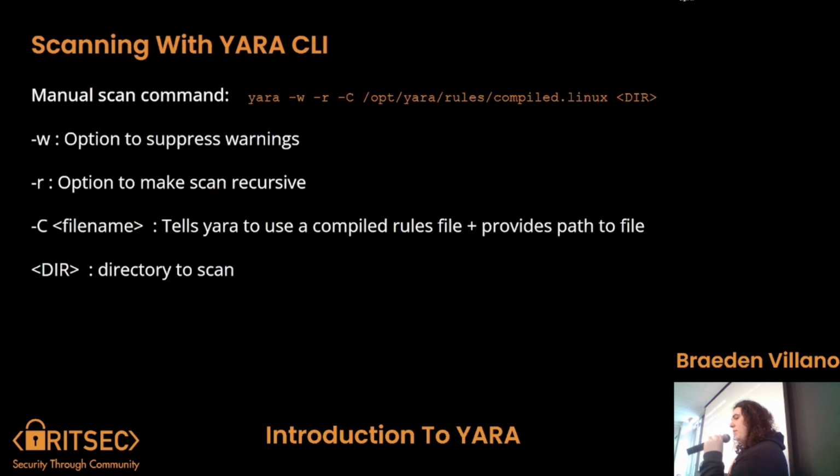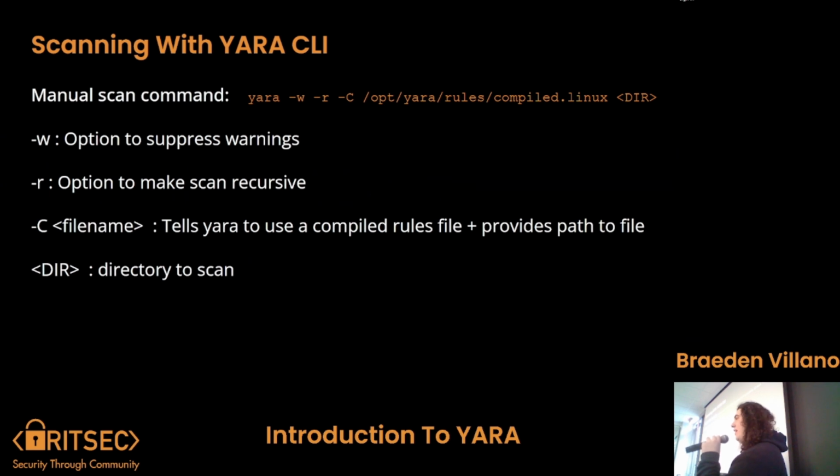And here's what a manual scan would look like. We have a couple options here. This is the one that I like to use. So the -w, that's going to help you suppress warnings, which is helpful. You're going to have less output then. -r is very important. That's going to make it recursive.